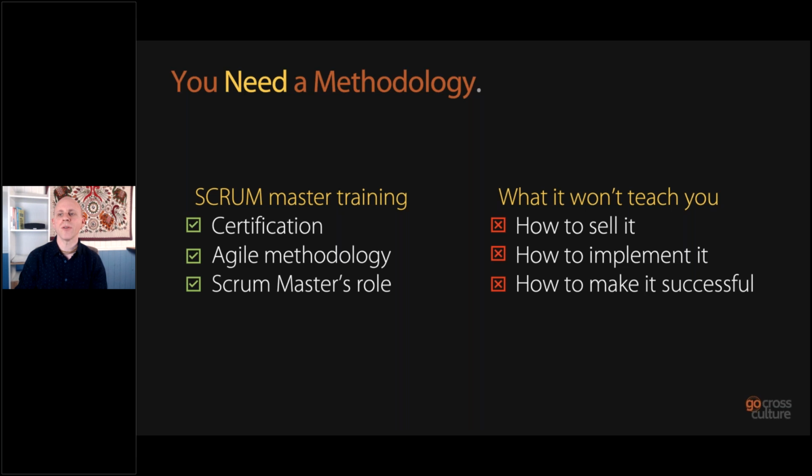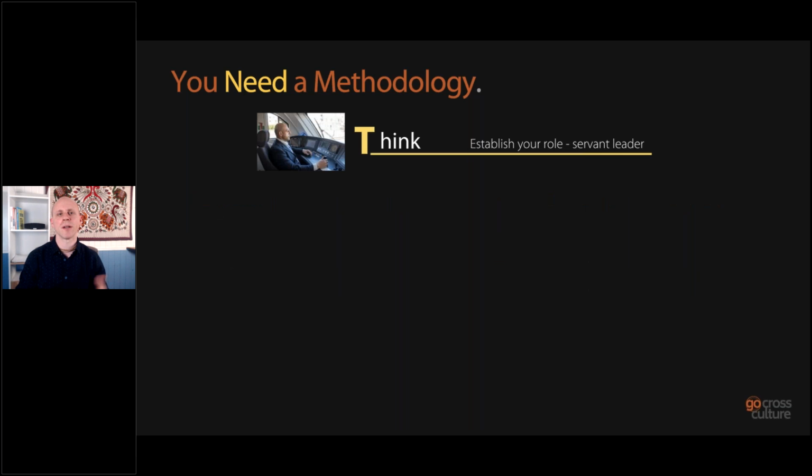Okay, so let's go to the next one. So we need a methodology. This is the methodology that I just talked about earlier. It is a 5-step process. The first step in this methodology is about you. It's about establishing your role as a servant leader, as a Scrum Master, and establishing your credibility. Understanding you're the driver. You're the driver because you're facilitating and you're guiding everybody else. So you're kind of driving the train.